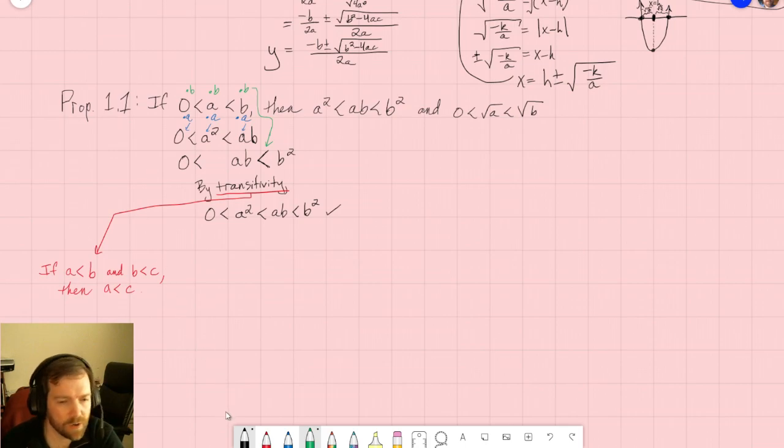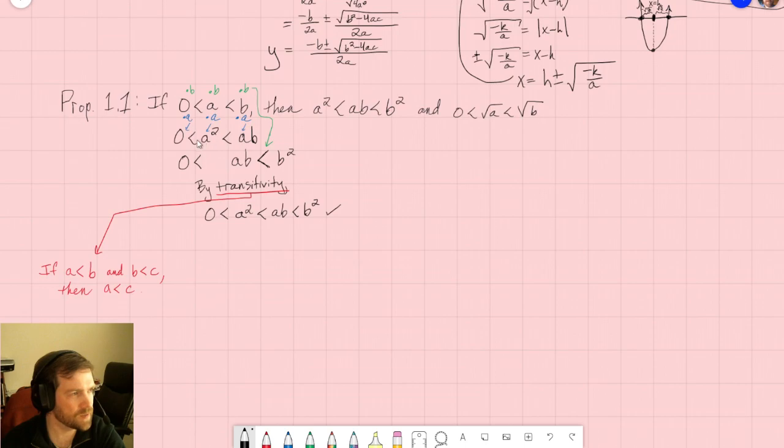Okay, so to Benji's point, my point with doing this is then we say, okay, if 0 is less than a squared and a squared is less than ab, and 0 is less than ab and ab is less than b squared, then we're allowed to say, okay, well, this a squared is going to fit between 0 and ab, because we already have it from the first row here. So we might as well just combine these.